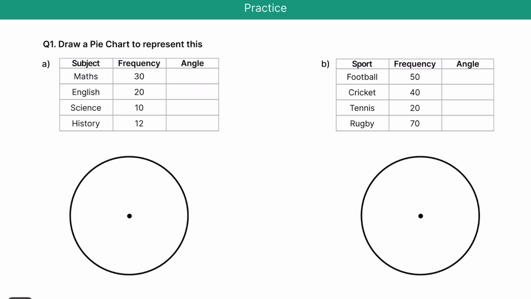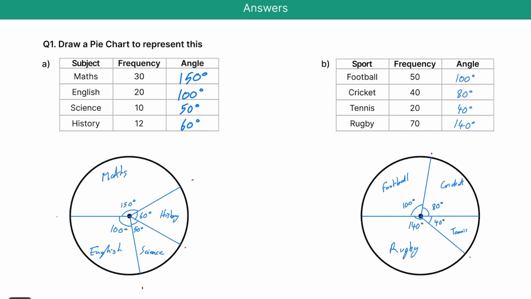Now here's 2 practice questions for you to have a go at. Feel free to press pause and have a go. I have linked the slides down in the comments below, so you can print them off and have a go at this. Here are the answers, mark your work.